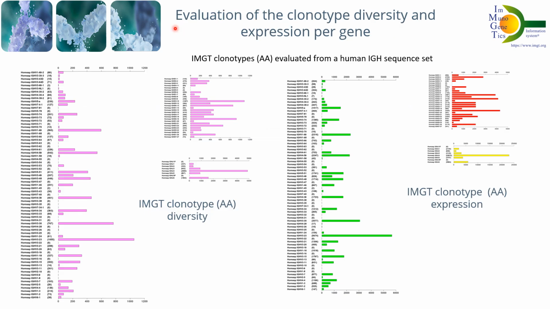Another example of detailed results per batch and per chain type, obtained in that case from a human IGH sequence set, are these immunoprofiles for the diversity and the expression of the V, D, and J genes, which are displayed as histograms with normalized values in order to facilitate potential comparison with other immunoprofiles.